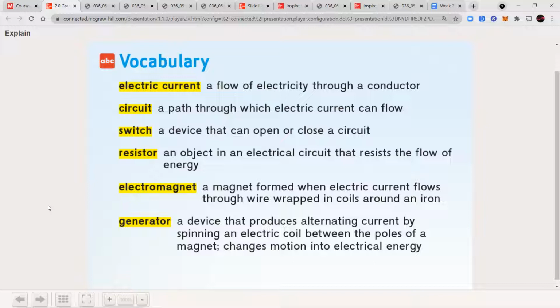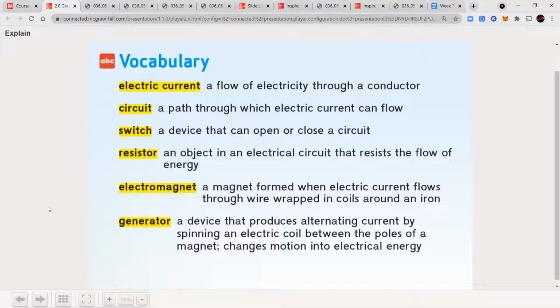We're also going to talk about electromagnets. An electromagnet is a magnet that's formed when an electric current flows through a wire that's wrapped in coils around an iron. So think of an iron nail with a wire wrapped all the way around it. Now, as the electric current flows through that wire, that iron nail becomes a magnet.